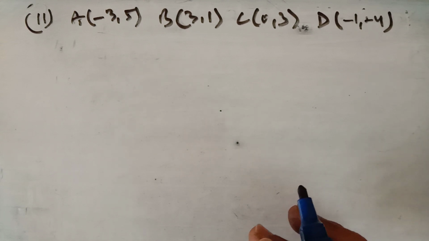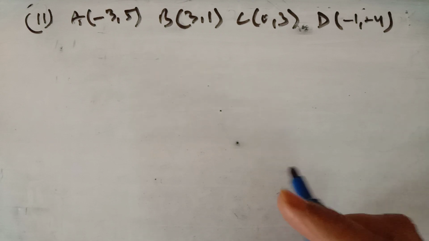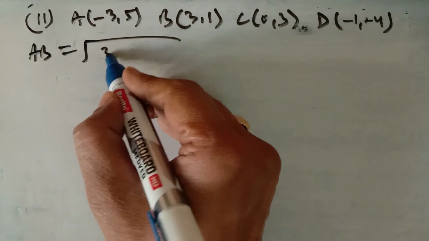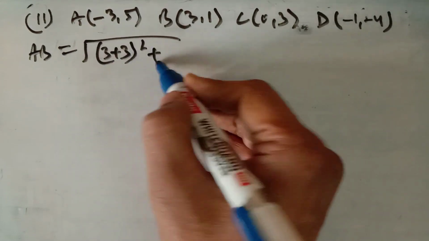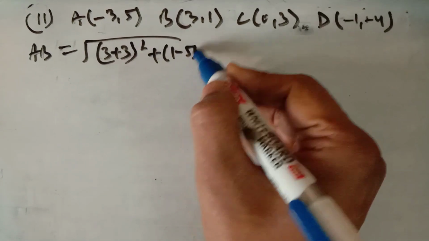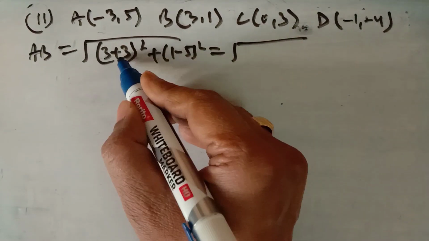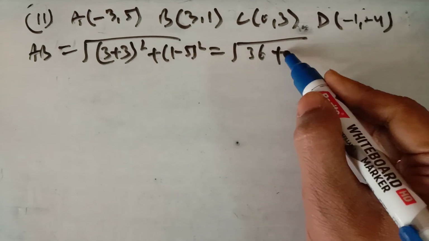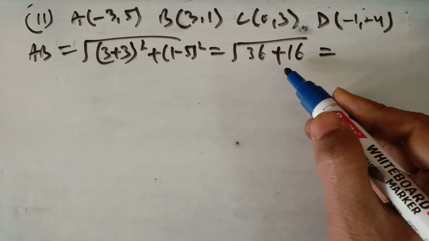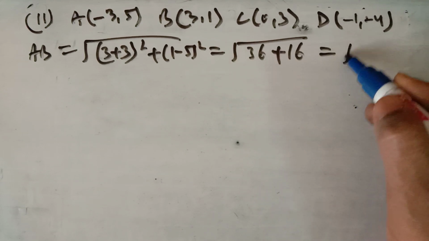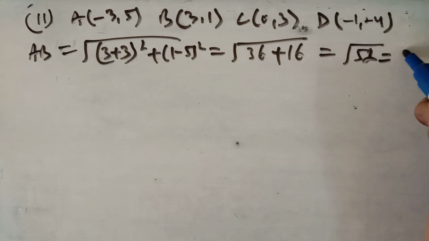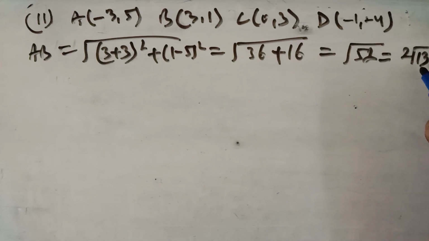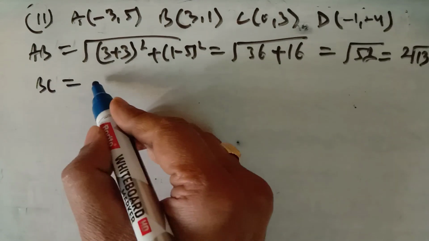Now if I find the length of all the sides, that is AB, again the square root of (x2 minus x1) whole square plus (y2 minus y1) whole square. So this is coming out to be 6 square, that is 36. This is 1 minus 5, that is -4. -4 square is 16. So 36 plus 16 is coming out to be root 52. When you solve it, it will be 2 root 13, that is 2 into 2 into 13, that is 2 root 13. Then you find the distance of BC.